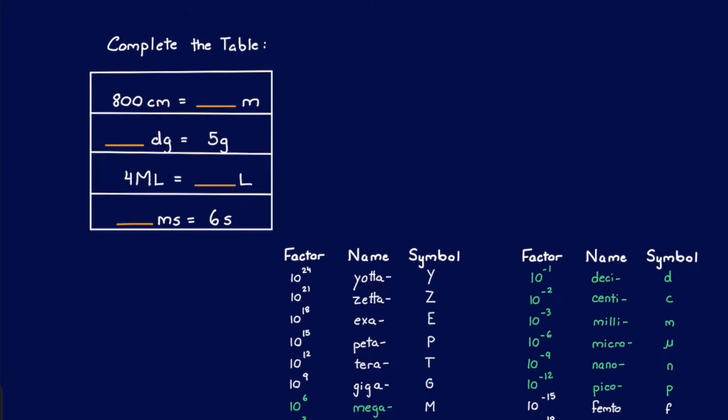So let's do some sample ones. Here's a table format. Let's say we have to do 800 centimeters to meters. Like we always like to do, let's start with what we have, which is 800 centimeters. And let's look at the conversion that we have here.